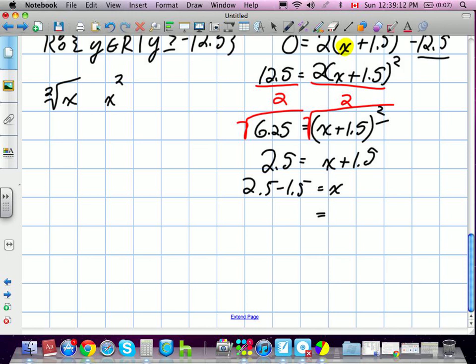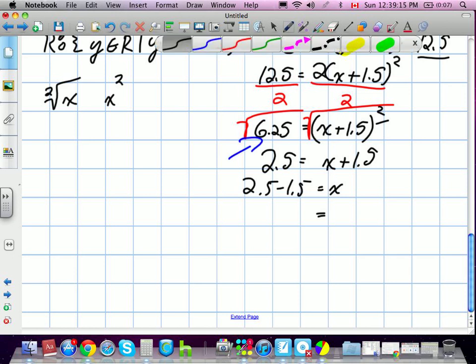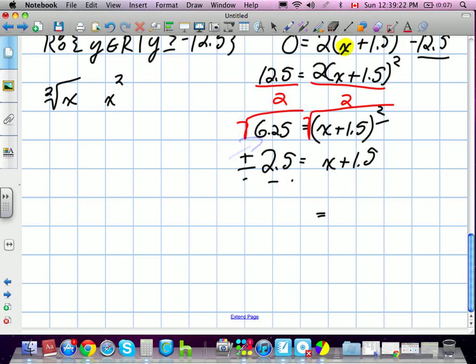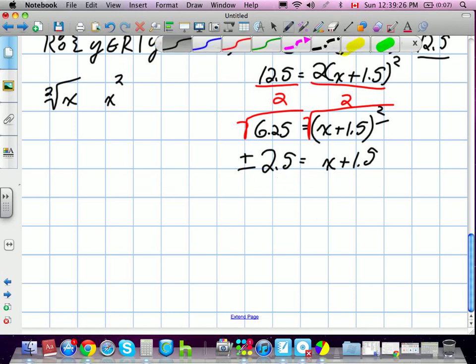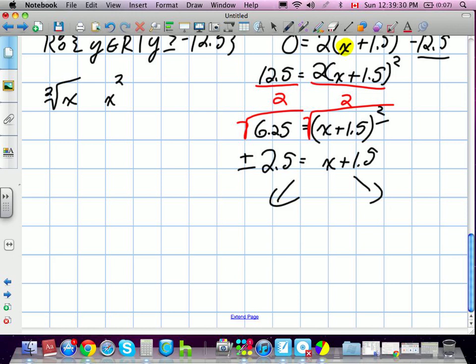Sorry, I did make one quick error here. I meant to write this out. Technically, the square root of 6.25 has two answers. I don't know if we talked about this before. It's technically positive and negative 2. Oh, yeah. So, this is where I made a mistake. Sorry about that. Because it's positive and negative 2, I have to split this.